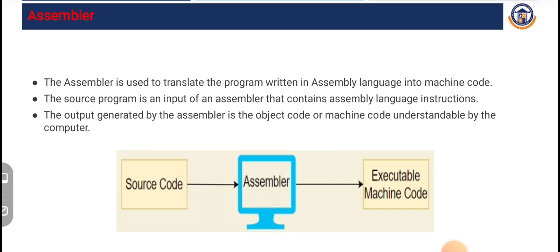Some C compilers directly convert the high level language program into a low level or machine level language program, while some C compilers convert the high level language program into an assembly level language program. The system cannot understand the assembly level language program directly. So using the assembler translator, it is again converted into low level languages, then binary level languages. This is the example diagram: source code, assembler, then executable machine code. Here the source code is not a high level language, it is an assembly level language program. Using the assembler translator, it is again converted into low level languages or binary level languages.